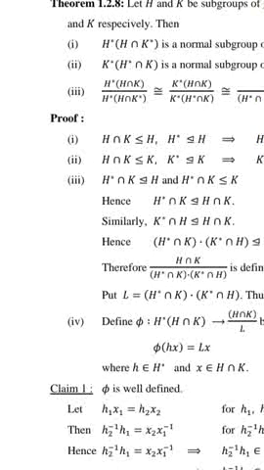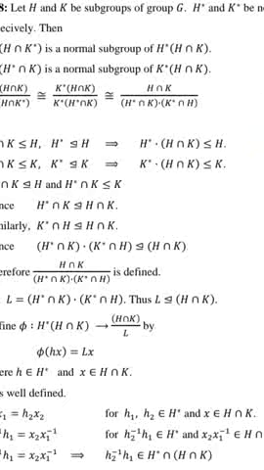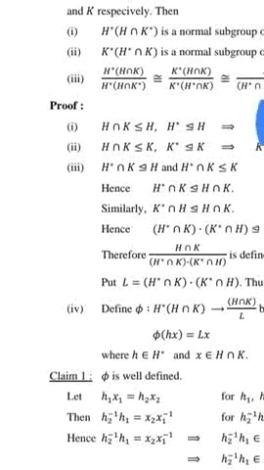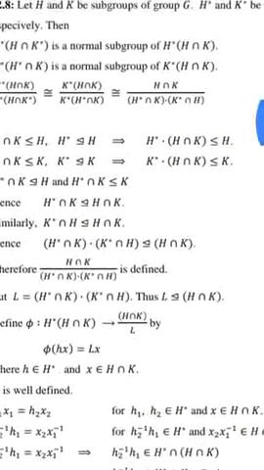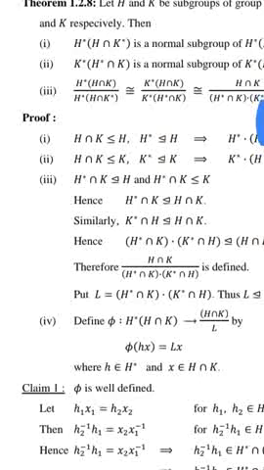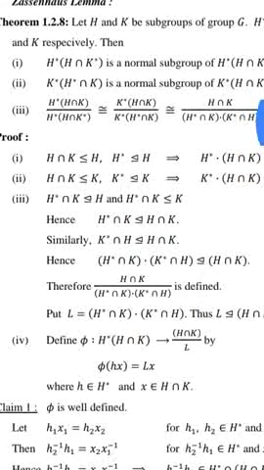Now the proof. It is given that H∩K is a subgroup of H, therefore S* is a normal subgroup of H. Therefore S*(H∩K) is a subgroup of H. Now H∩K is a subgroup of K, therefore K* is a normal subgroup of K. This implies that K*(H∩K) is a subgroup of K. Now S*∩K is a normal subgroup of H and S*∩K is a subgroup of K.